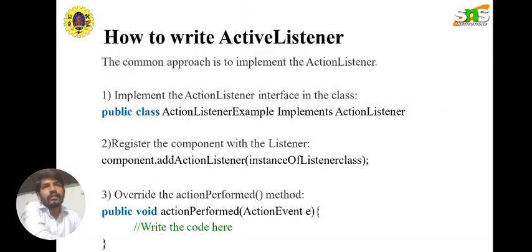So how to write an action listener? The common approach is to implement the ActionListener interface, because it is one type of package. We need to implement it in the program. Implement the ActionListener interface in the class. We use a public access specifier for the class, and then implement it, for example: implements ActionListener. The implements keyword is used to bring the ActionListener package into your program, and then we can use different types of action listeners in the same program.